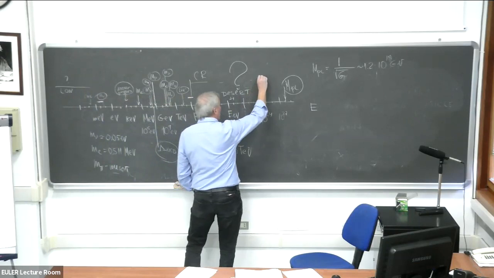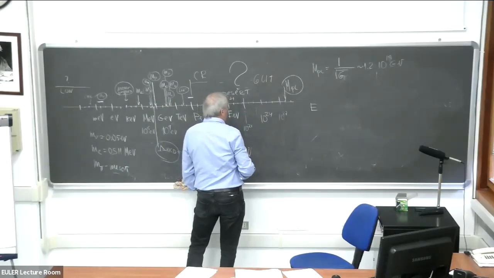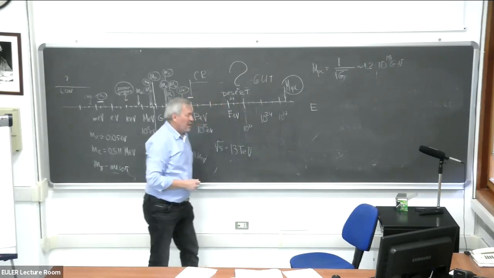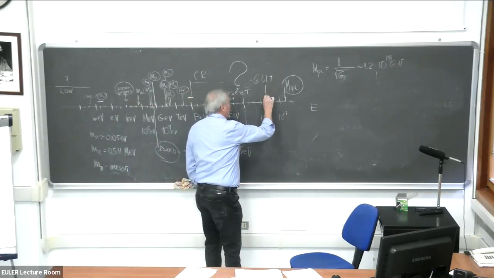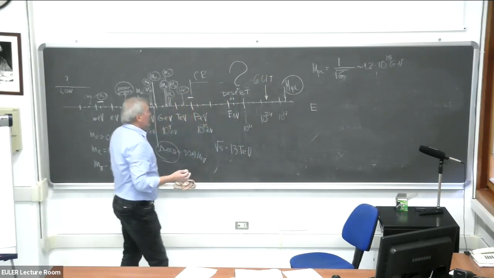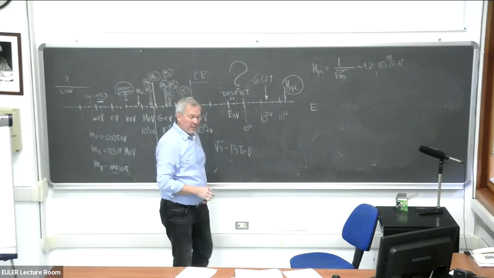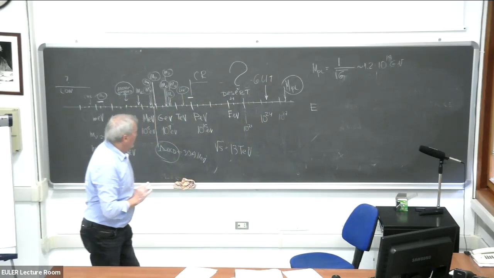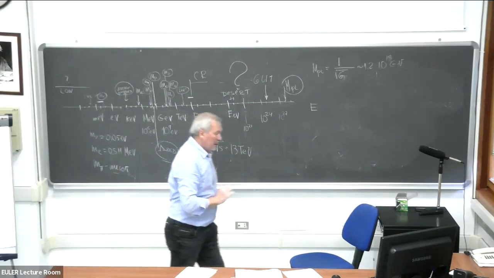Maybe there is a grand unification here, which is 10 to the 16 GeVs, which is, what is this? 16 plus 9 is 25, so maybe something interesting happens here. Maybe there are so-called right-handed neutrinos, and right-handed neutrinos are somewhere here, but all these are speculations for the time being. So that's the present view of what we have. Questions?